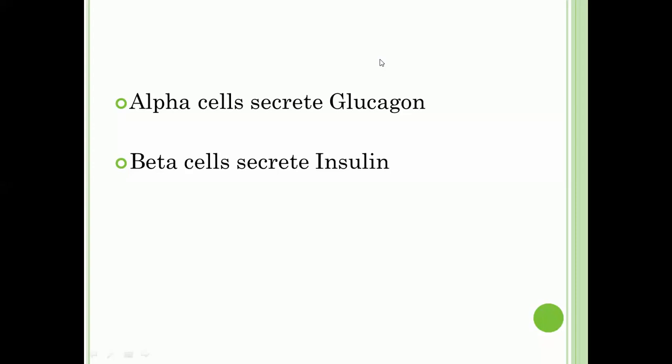Yes, ma'am. If the blood sugar level is lower, then what can we say for this disorder? Which term is used? Hypoglycemia. And we are studying here hypoglycemic agents.